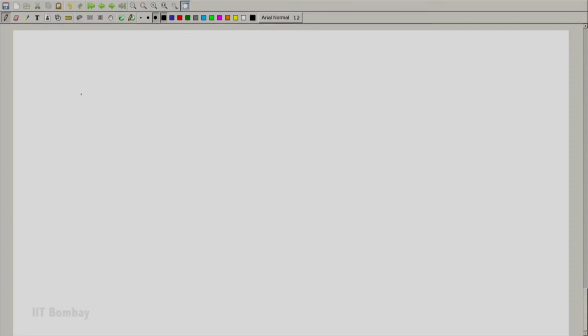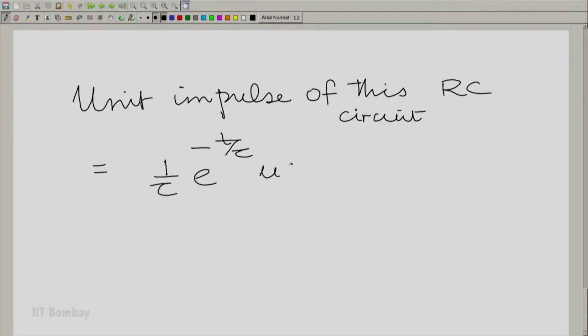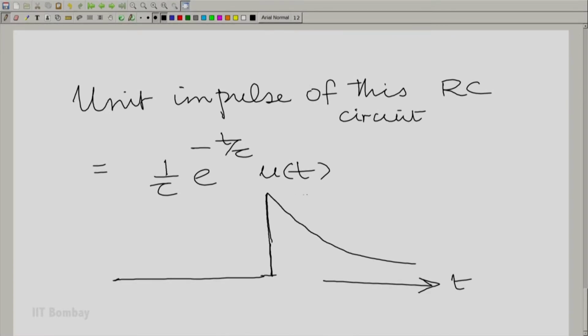So, we have a very simple and beautiful expression for the unit impulse response of an RC circuit, and let us write that down. That is, the unit impulse response of the RC circuit is 1 by tau e raised to the power minus t by tau u(t). Let us sketch it. It looks like this. There is a sudden jump and then there is a drop. And how much is this height here? This height is 1 by tau.